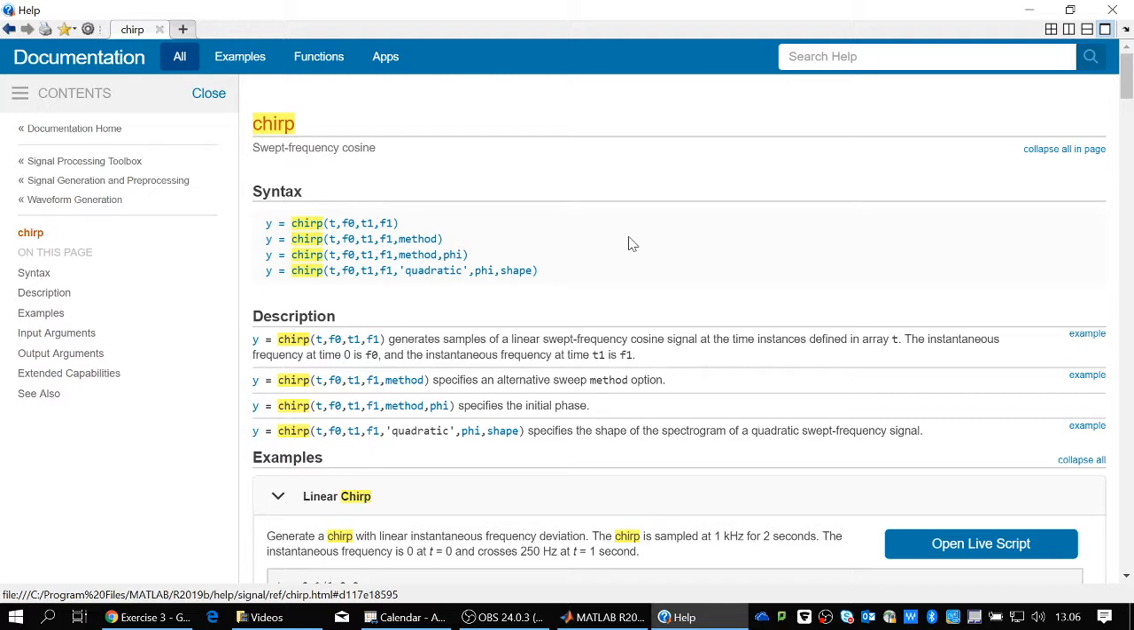description of a function. So chirp generates samples of a linear swept-frequency cosine signal at the time instances defined by array T. Basically it starts from frequency 0 and ends at frequency 1. T is a time vector, and T1 is the end time. So that's how the chirp works.